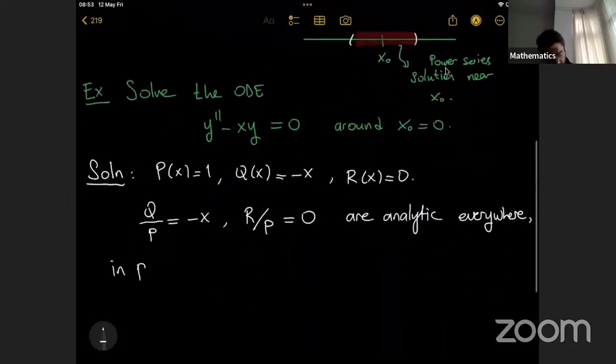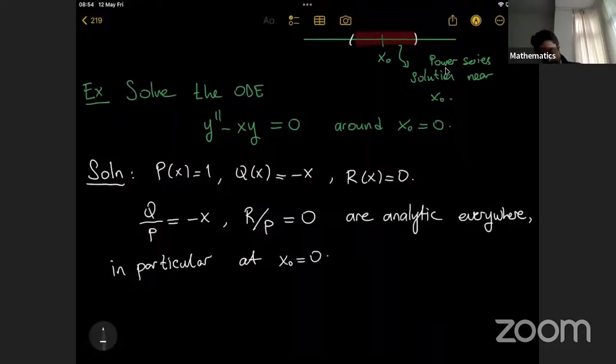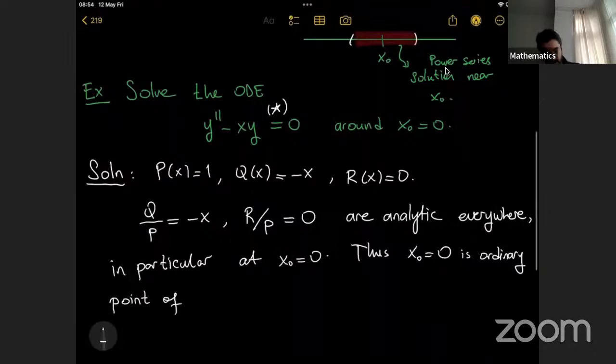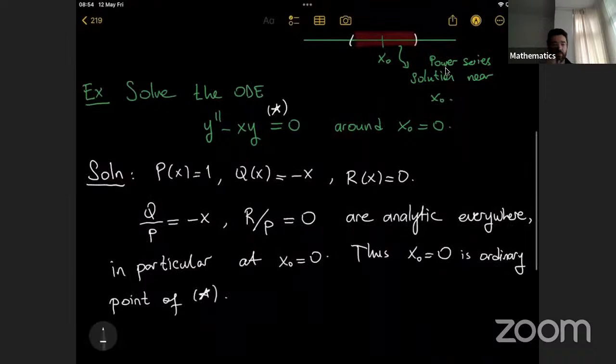In particular, they are analytic at x0, which is 0. Thus, 0 is an ordinary point for this equation, okay? x0, which is 0, is an ordinary point of, let's call it here star. So we can find the power series solution since we have an ordinary point.